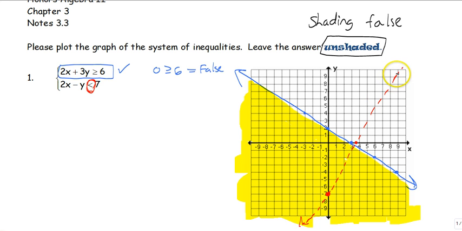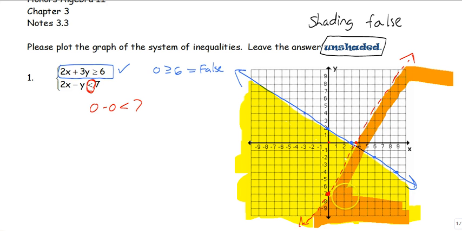And again, I'm going to shade false. So we're not looking at the yellow or the blue right now, we're just looking at that red line. Again, I'm going to test 0, 0. So 0 minus 0, is that less than 7? 0 is true for the red line. So this point right here is true. I don't want to shade towards that line. I want to shade false, so I do not want to shade on this side of the line. I'm shading on this side of the line. Again, don't worry about the blue line or the yellow at this point.